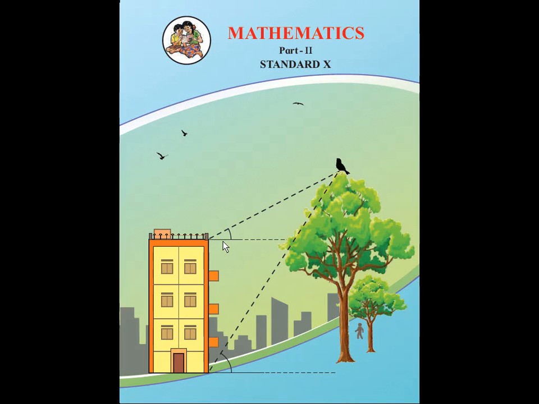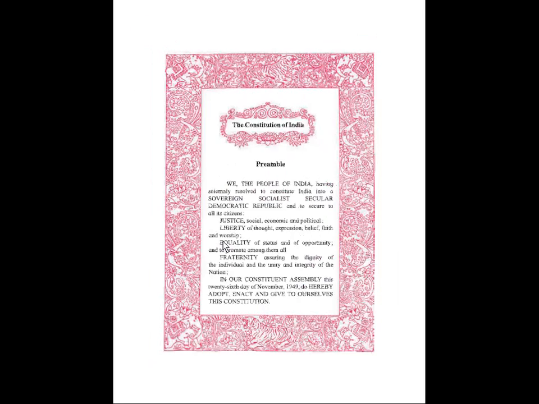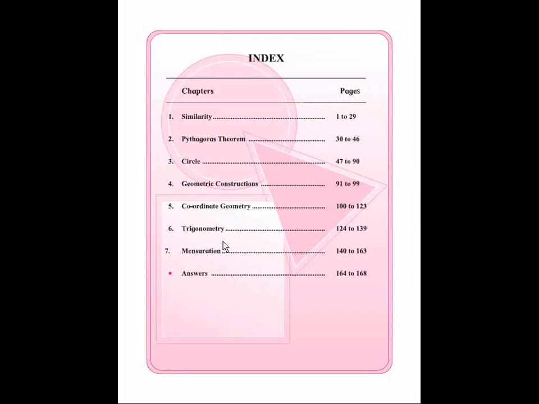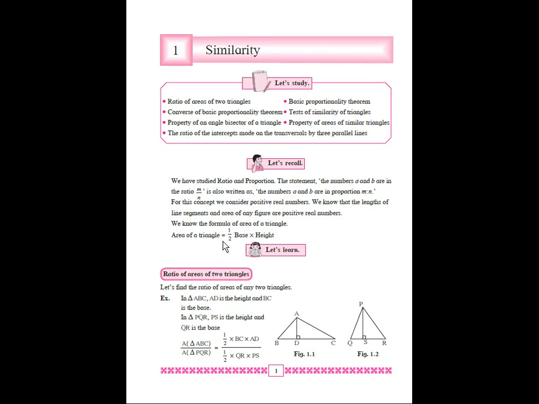We have started with our syllabus, that is Mathematics Part 2, and this is the given probable syllabus. You will have seven chapters, and under that your first chapter is Similarity. So what actually is similarity?